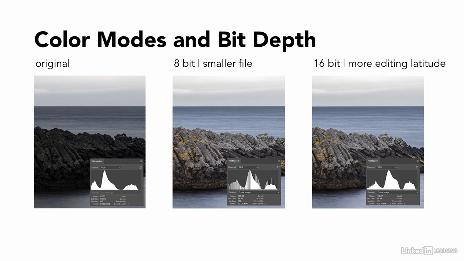Now, 32-bit files can get very large very fast, and since not all of Photoshop's features are available in 32-bit, and because most output devices don't support 32-bit images, these 32-bit images are typically converted to 16-bit or 8-bit at some point in the workflow.